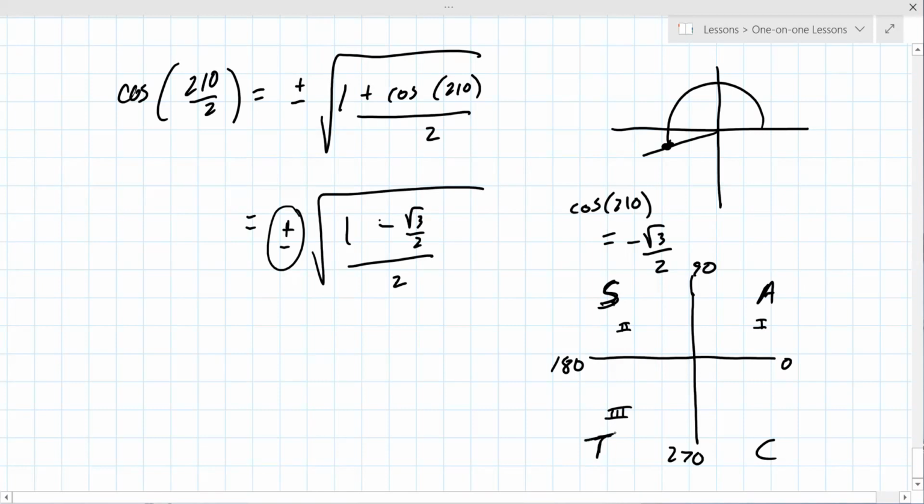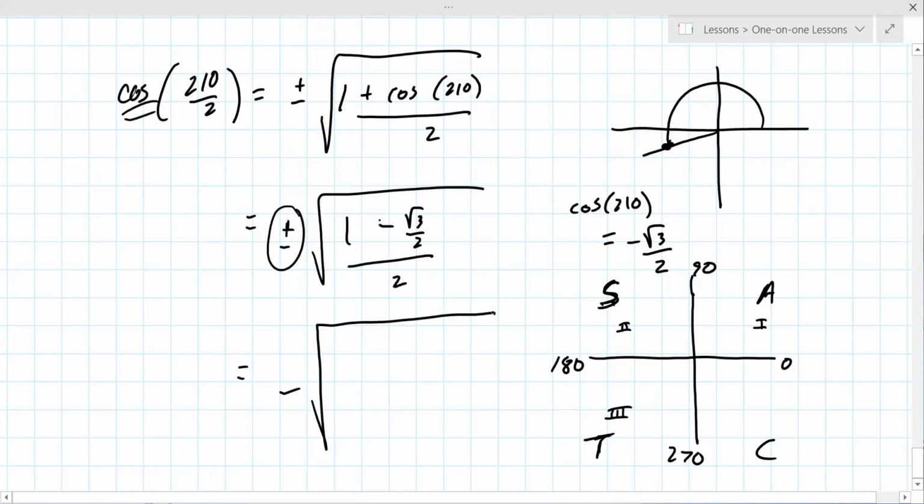T means tangent is positive, and if tangent's positive, then the other two, sine and cosine, are negative. You've got to remember this. Maybe your instructor uses something different, but ASTC is a pretty well-known thing. So 105 degrees is here. What's positive here? Sine is positive here, but you're doing cosine, so cosine is negative. That's how you choose that.